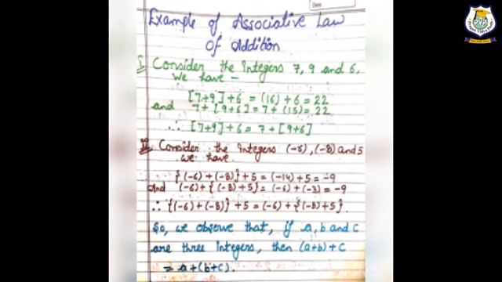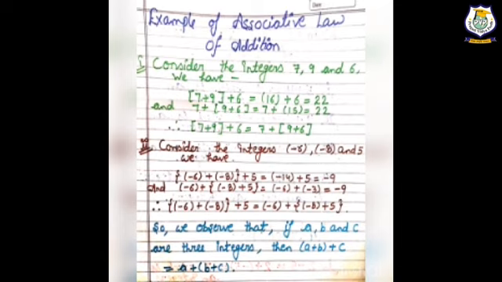So the associative law says (a + b) + c = a + (b + c). So (7 + 9) + 6 = 16 + 6 = 22, and 7 + (9 + 6) = 7 + 15 = 22. It means if we change the grouping of the integers, it will not affect the result.